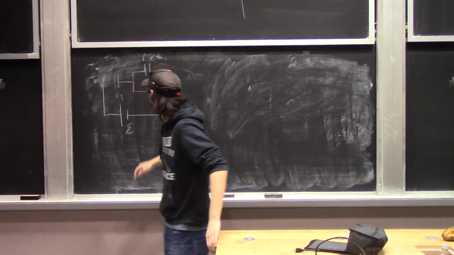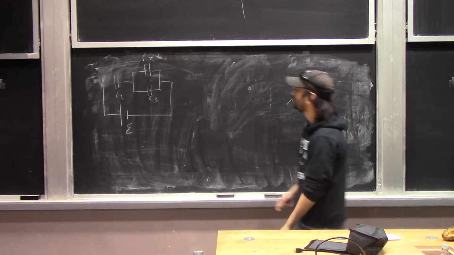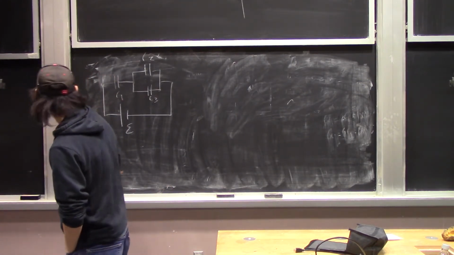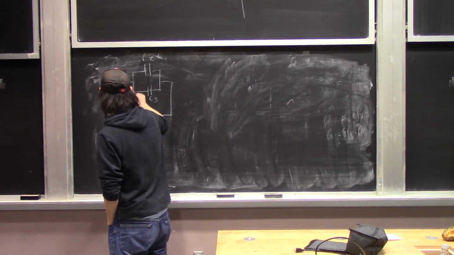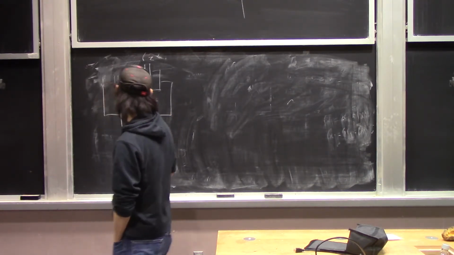Okay, so let's go ahead and talk about this one. So we had this circuit where the capacitance of C1 is going to be equal to 30 microfarads. The voltage is going to be 12 volts.